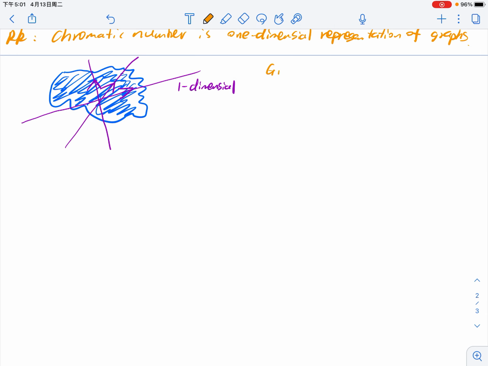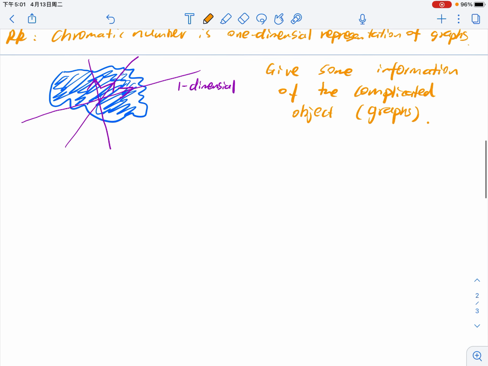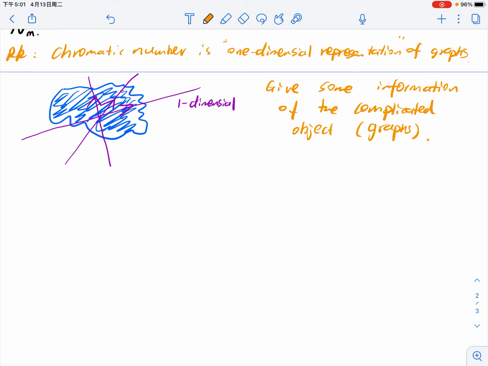This gives some information of the complicated object, graphs. This is a typical idea used in science. We want to simplify the model and forget about some not so important issues.